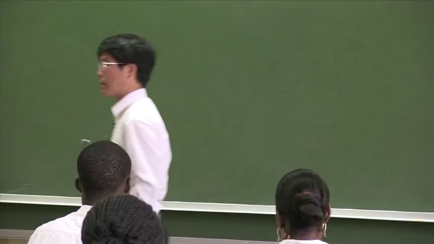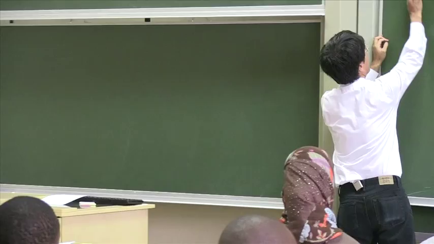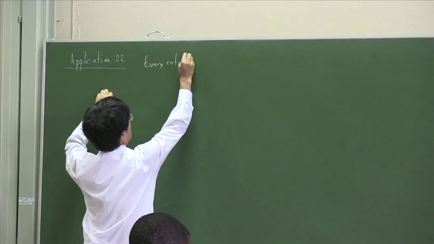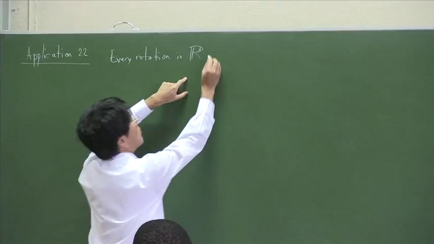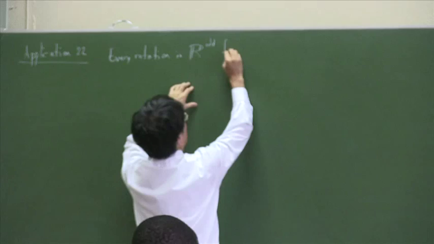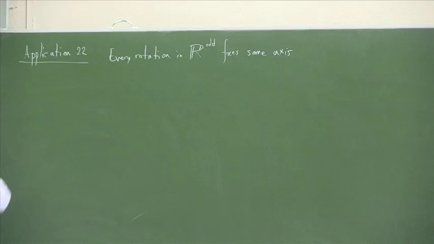So, I shall begin by discussing the first application, which is very easy. Application 22. Every rotation in R3, and more generally in all odd-dimensional Euclidean space, fixes some axis. Yeah, so this is a whole line.